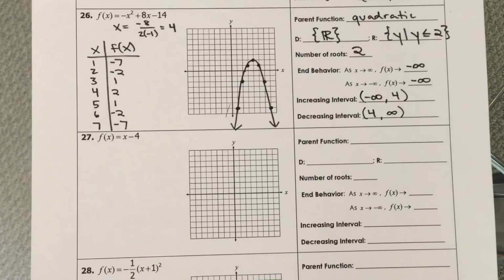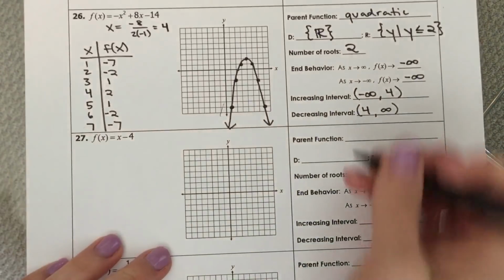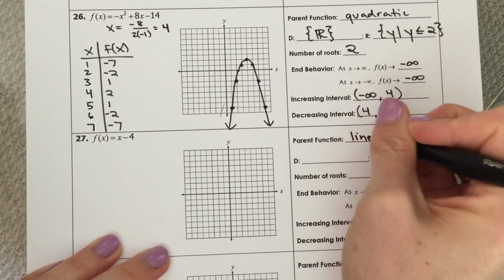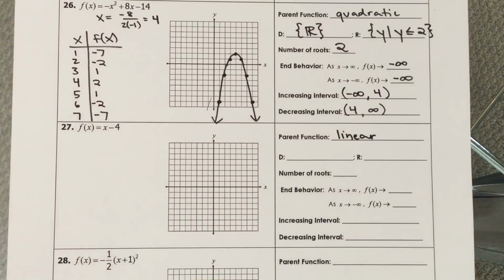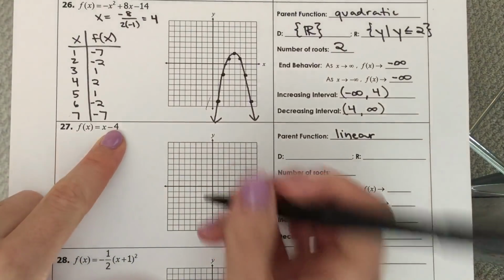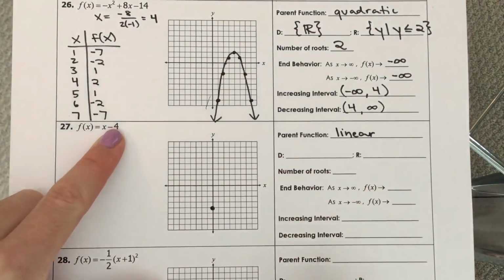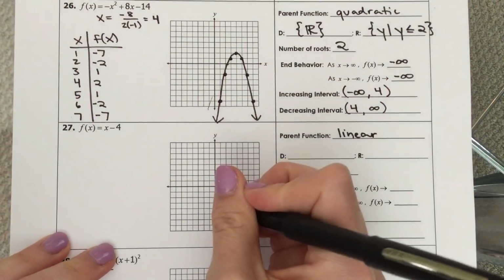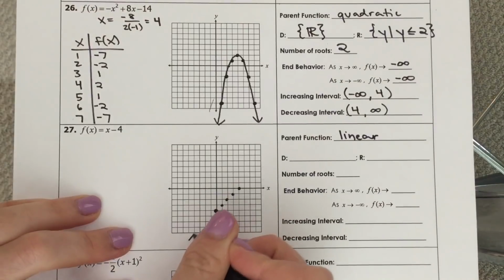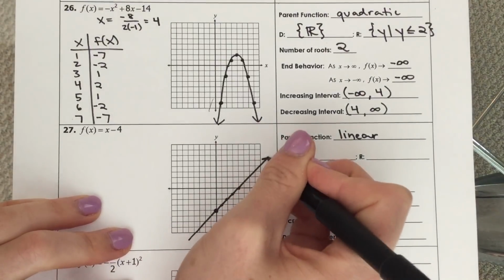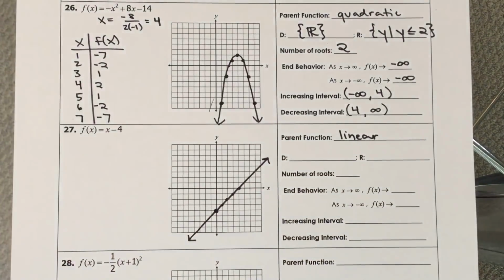All right, 2 more. 27 is a linear function, and again, that's just the absence of the absolute value bars or something that's squared. If it doesn't have either one of those, it must be linear. We start with the y-intercept, which would be at -4, and then this one has a slope of 1. So we can just do a couple up 1, over 1s, just to get a good idea of the graph before we connect the dots. Okay, so that's our linear function.